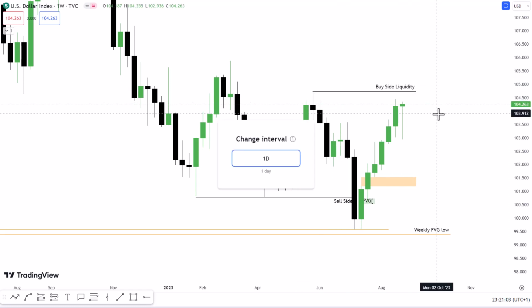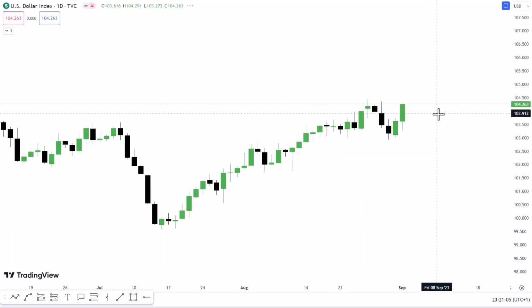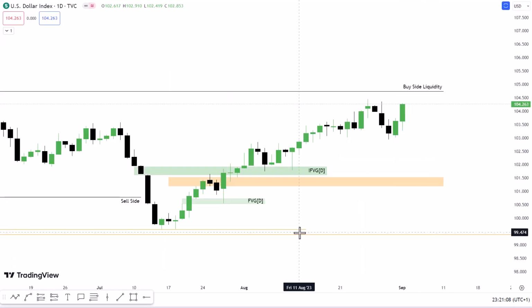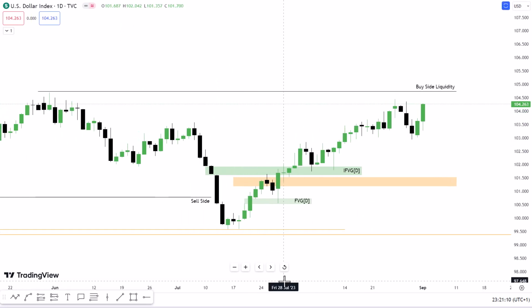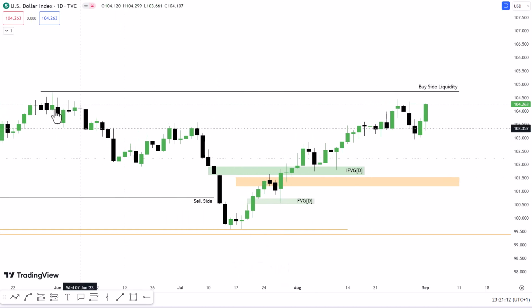Then for the daily on dollar index, I would still like to see this buy side taken. This is the same buy side we saw on our weekly time frame. So I would love to see price open, trade down a little, and then gravitate and take out this high. This is what I want to see on the dollar index for this coming week.